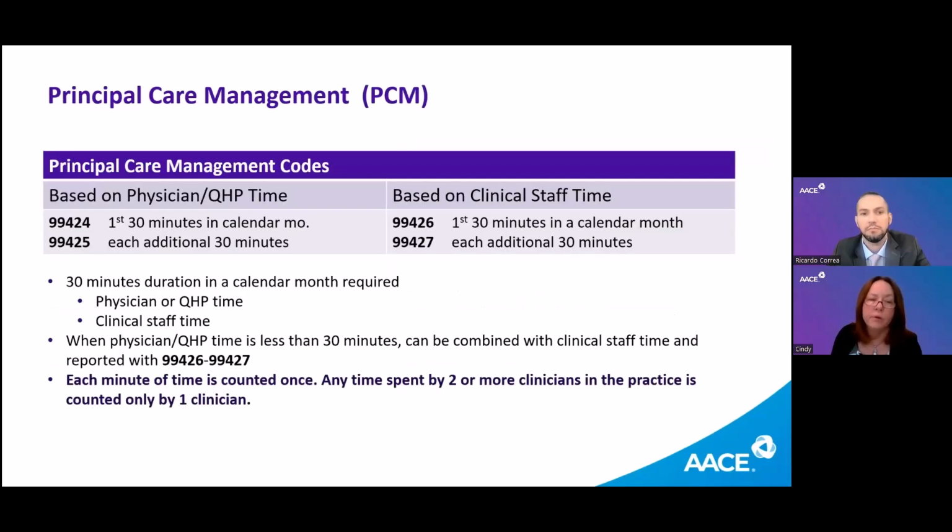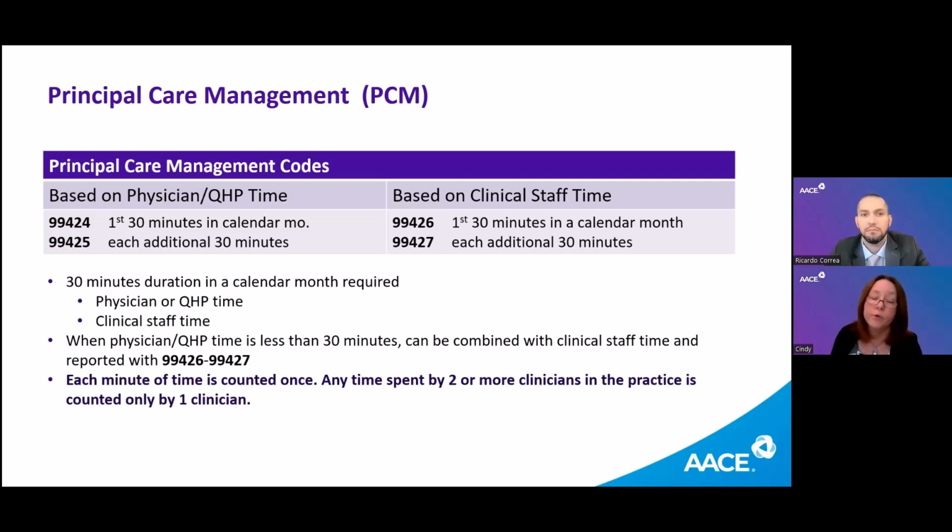The codes for principal care management are based on time, and the time can be either totally time spent by a physician or other qualified healthcare professional, in which case 99424 is reported for the first 30 minutes. And if you have an additional full 30 minutes of service, 99425. When time includes clinical staff time, it can be a combination of physician and clinical staff, or it can be just clinical staff. The first 30 minutes is reported with 99426, and each additional 30 minutes reported with 99427.